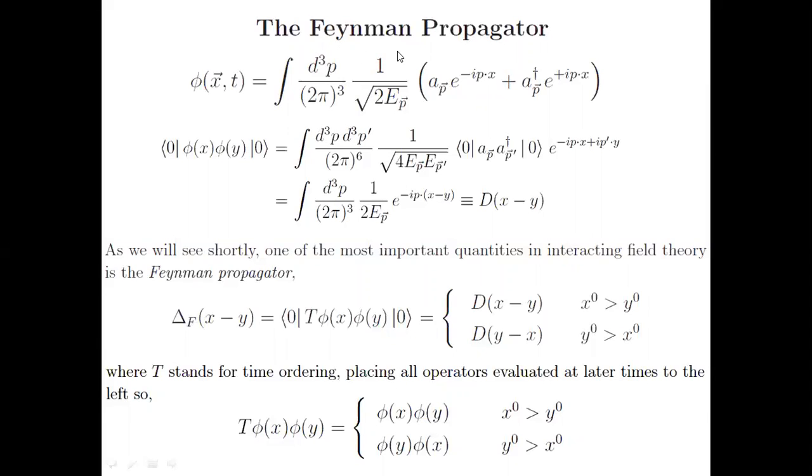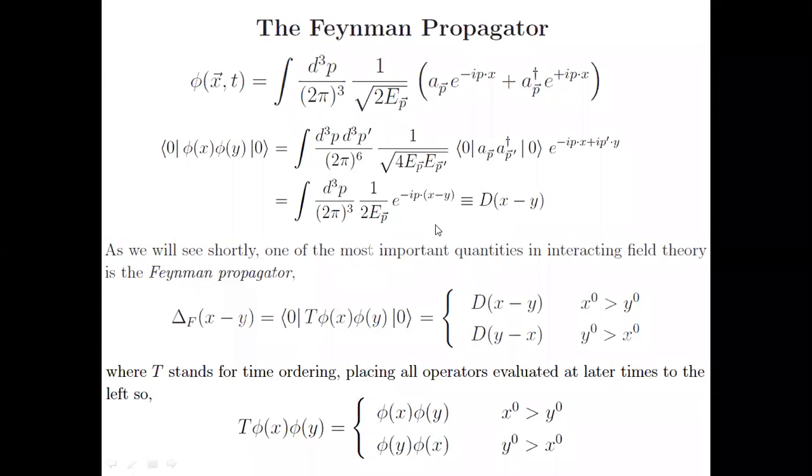Okay, so now since we have the field phi, we define a propagator. What is a propagator? A propagator is basically the vacuum expectation value of two fields. One field is placed at x, the other is placed at y. When we take the vacuum expectation value of these two fields and calculate it, we get something like this.